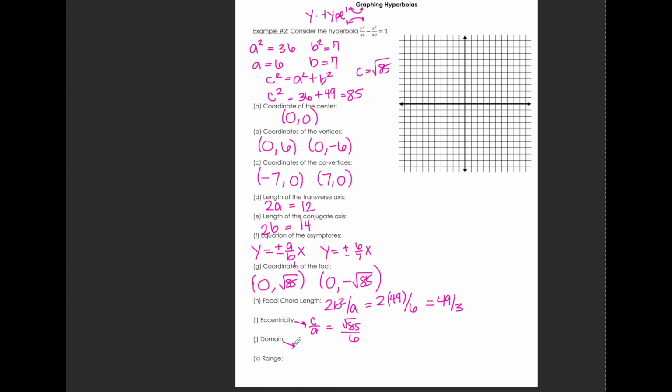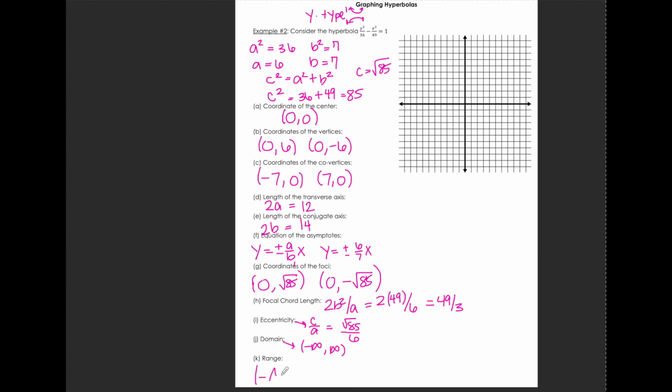And now for the domain and range. In a y-type, the domain is negative infinity to infinity. I'm going to hit every x value as this thing opens up and then opens down. The only thing that I'm going to have to exclude is y values between these two vertices here. So this is going to help me figure out my range.